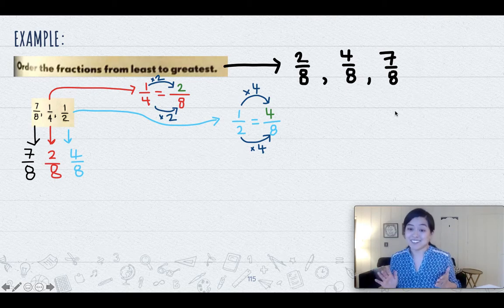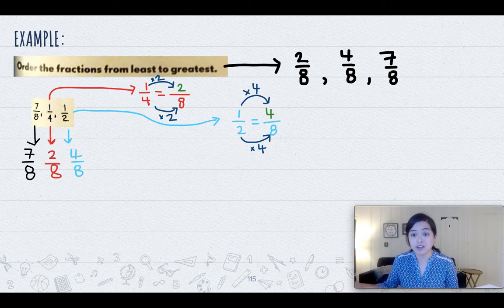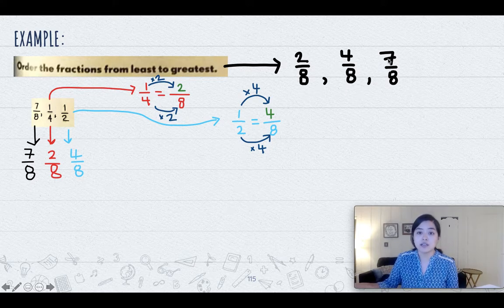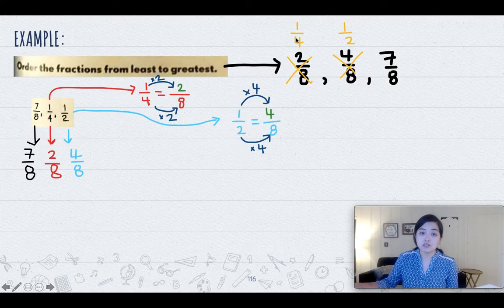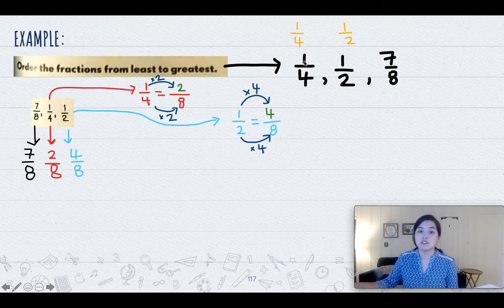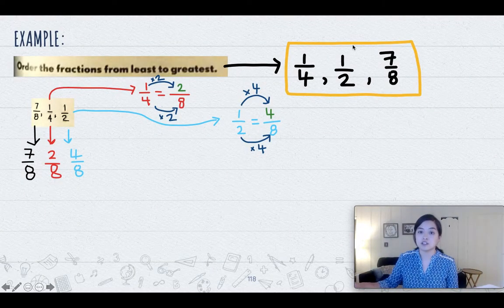But I'm still not done. Do you know why? I have to use the original fractions that were given in the problem. These were my original fractions, okay? So I noticed that I have a 7/8, but in my original fractions, I don't have a 4/8 or 2/8. So I know my 2/8 original fraction is 1/4, and my 4/8 original fraction is 1/2. Now I can use this to answer my question completely. So now here it is from least to greatest, using my original fractions. And here's my final answer.